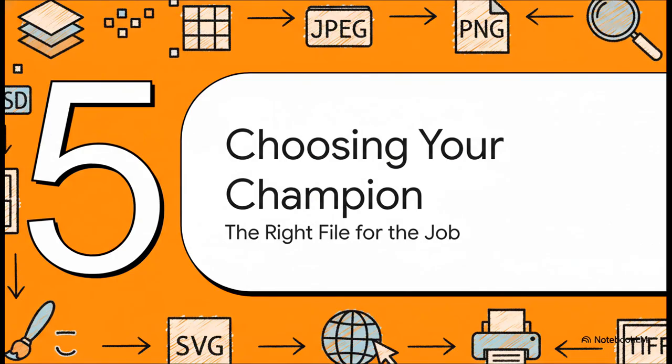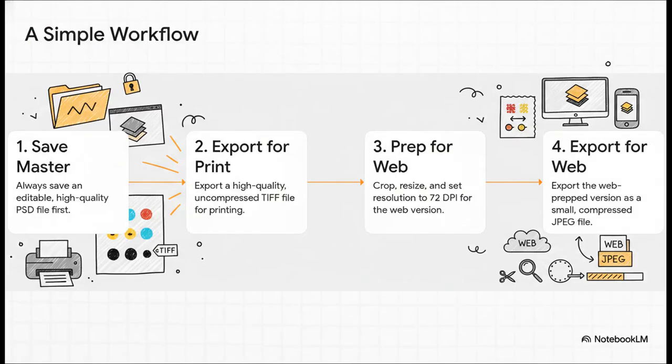Okay, so now that we get the why, let's talk about the how. Knowing all of this, what's the right process to make sure you're always picking the correct file for whatever you're working on? It's actually a pretty simple and really effective workflow you can follow every time. First, always save your master PSD file. Then, from that master file, you export a high-quality TIFF for print. When you need a web version, go back to your original PSD, crop and resize it, knock the resolution down to 72 DPI, and then export that smaller version as a compressed JPEG.